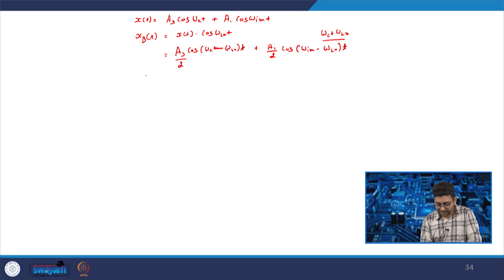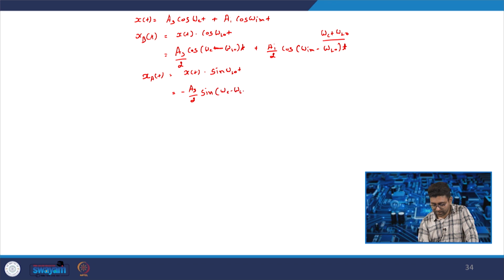Then there is a x at, where xt is multiplied with sin omega LO t. So, what you will get is minus Ac by 2 sin (omega c minus omega LO) t, minus Ai by 2 sin (omega im minus omega LO) t.